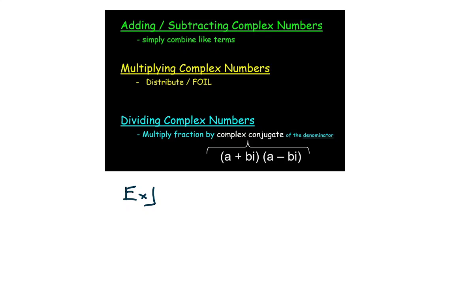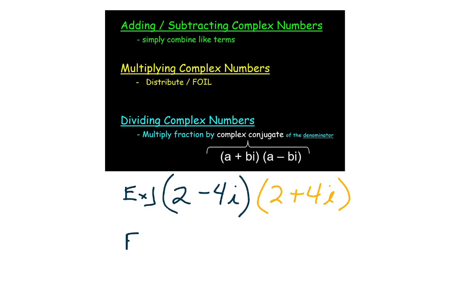Before we actually do a division problem with a complex conjugate, I just want to make sure that you understand what I mean by a conjugate. If I decided to give you 2 minus 4i, the nice person that I am, the conjugate of that would be 2 plus 4i. All it is is having the opposite sign. So 2 minus 4i and 2 plus 4i are conjugates of each other.